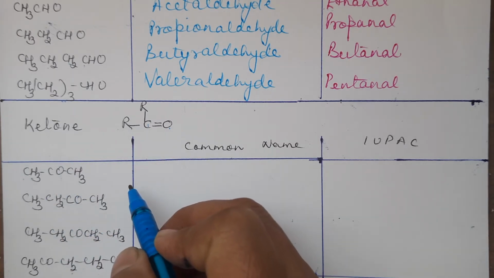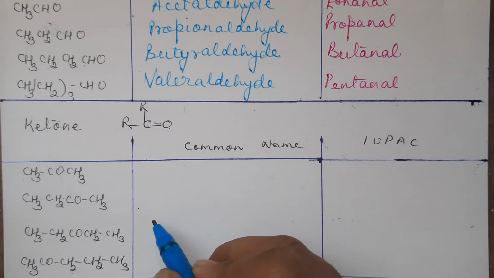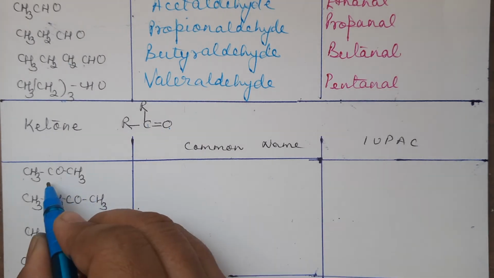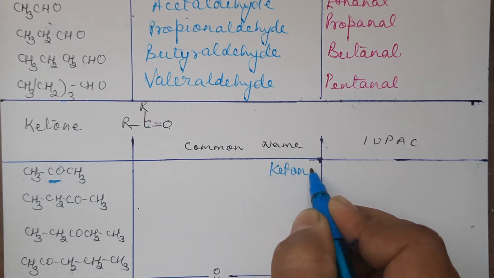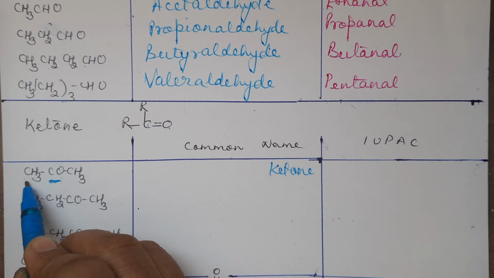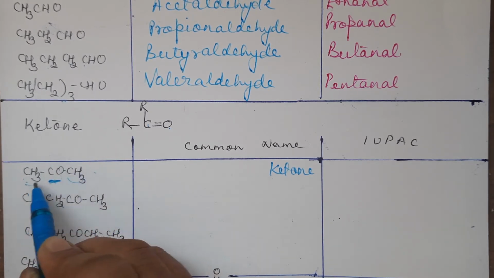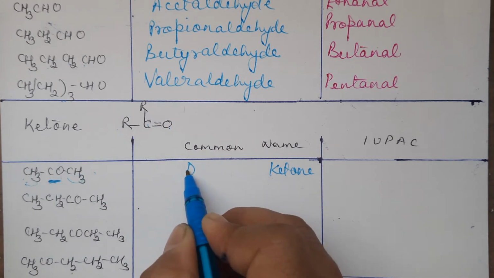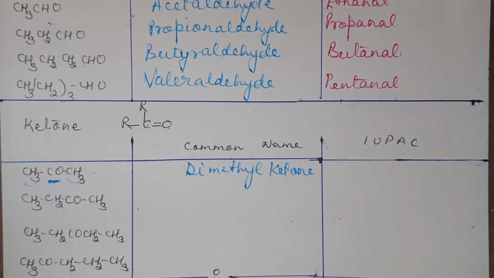Now how do we give them the common name? I have written some examples. The common names for these are given as follows: you name this CO part as ketone. To this ketone, which radicals are attached on either side? This side methyl, this side methyl. Both are methyls attached to CO. So you will write down the name as dimethyl ketone. Based upon what radicals are attached to CO, you will name it.